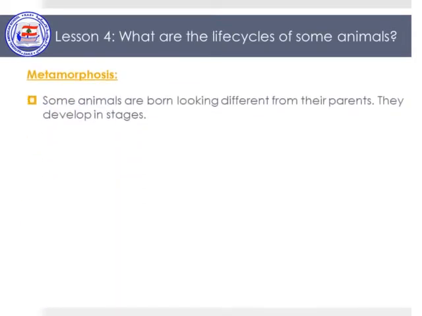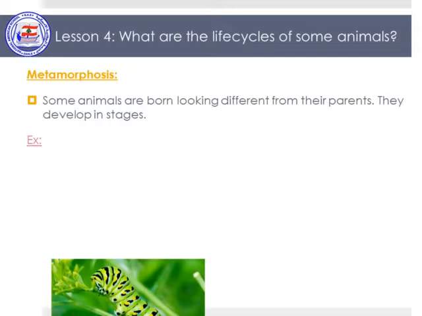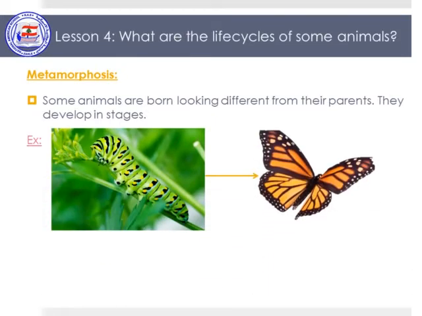In the examples that we studied in the previous slide, the animals that were born looked like their adult parents. However, some animals when they are born, they look different from their parents and they develop in stages. Let's look together at some examples where the animals that are born look different from their parents. The first example is a butterfly.